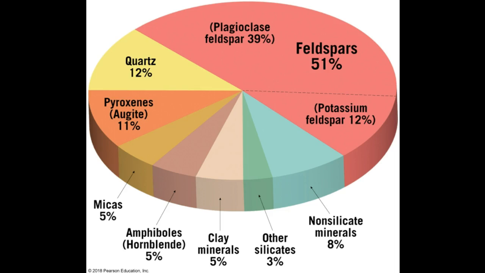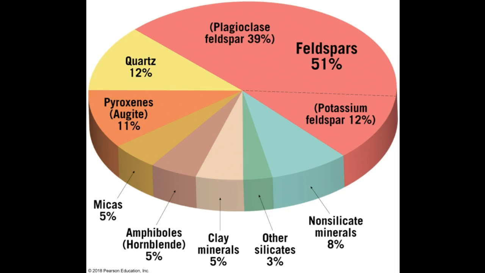So as you can see, feldspars make a huge majority of all of the minerals in the crust with 51%. Then quartz is the next one with 12%. Pyroxenes go next with 11%. Amphiboles, mica family minerals, and clay minerals each with 5%. Other silicates, so again, that would be things like olivine, garnet, and whatever other ones I forgot to mention, with 3%.